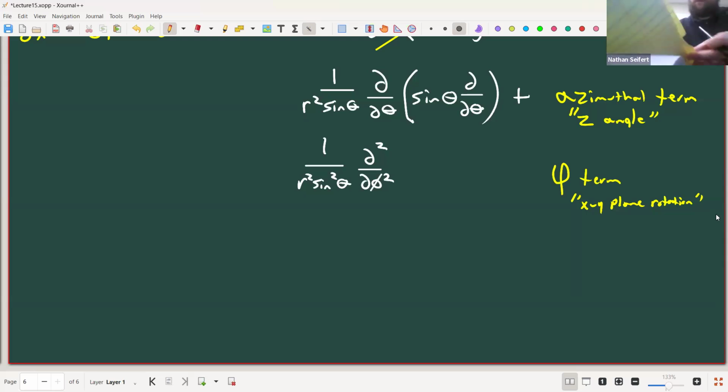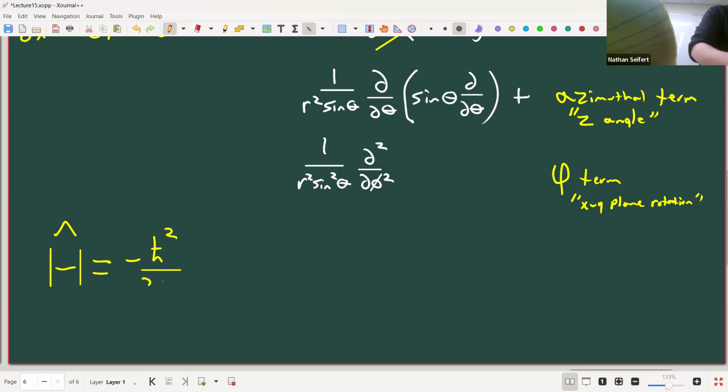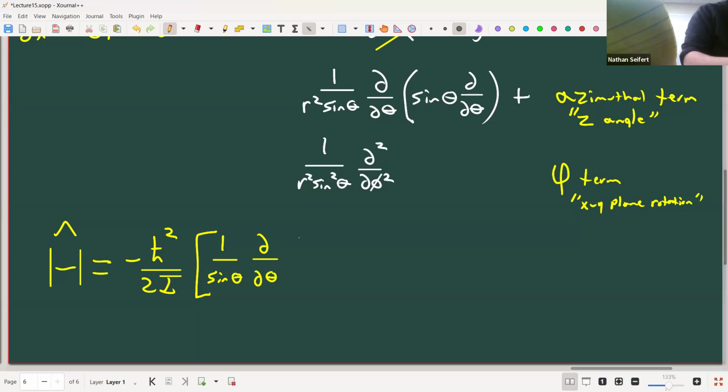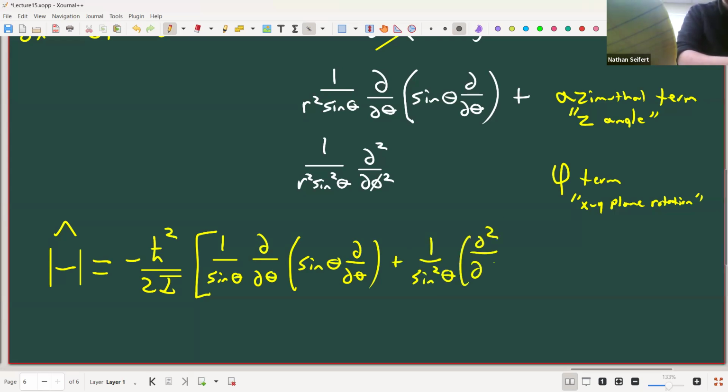So our final problem that we need to solve is for this Hamiltonian: minus h bar squared over 2I times 1 over sine theta d by d theta of sine theta d by d theta, plus 1 over sine squared theta d squared d phi squared.